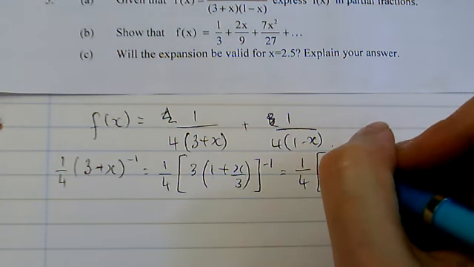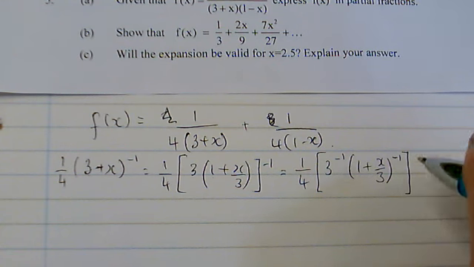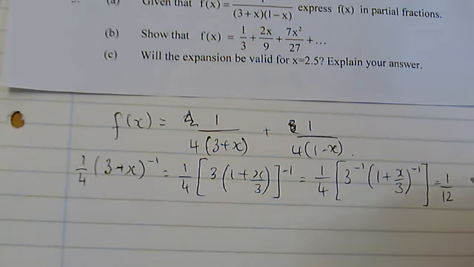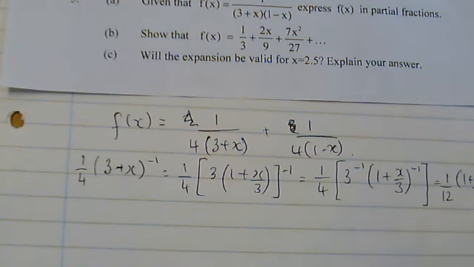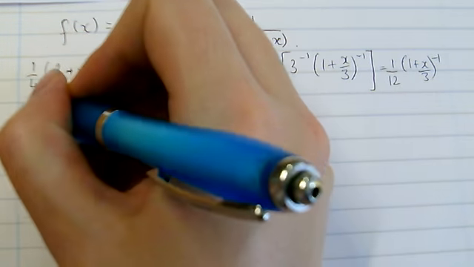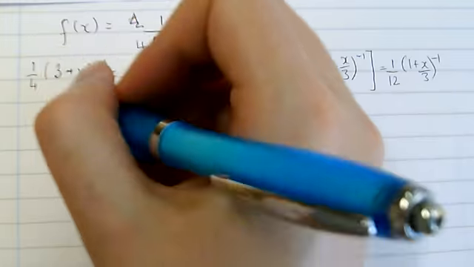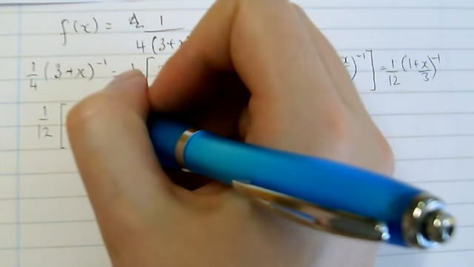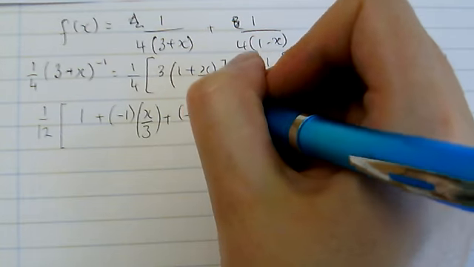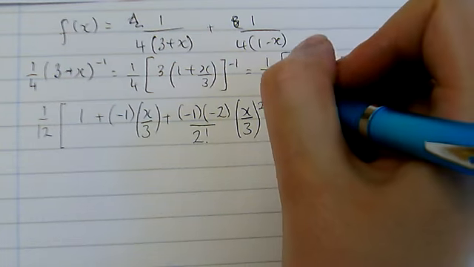So using our index laws, that's 3 to the minus 1 multiplied by 1 plus x over 3 to the minus 1. So 3 to the minus 1 is a third, so that's a 12th. And I've got 1 plus x over 3 to the minus 1. So let's actually start expanding that then. So I've got 1/12 of, in the answer I'm only going to the x squared term, so I'm going to do that. So I've got 1/12 of 1 plus n times x, so that's minus 1 multiplied by x over 3, plus n minus 1, so that's minus 2, x squared over 2 factorial, and let's work out what that is.